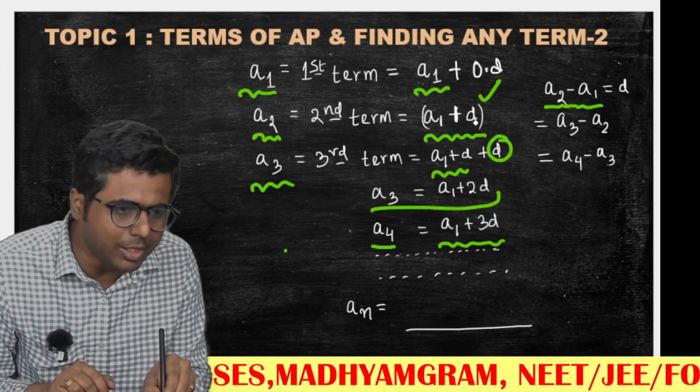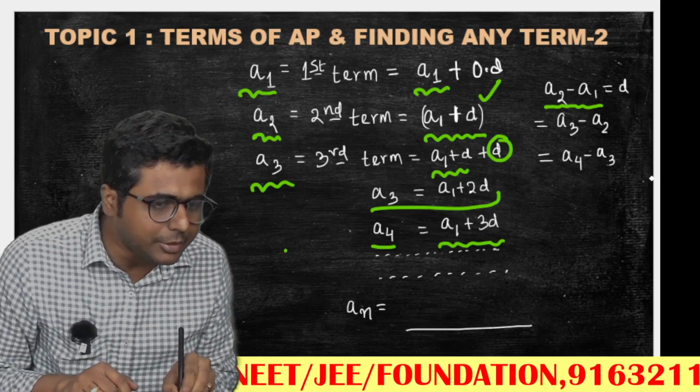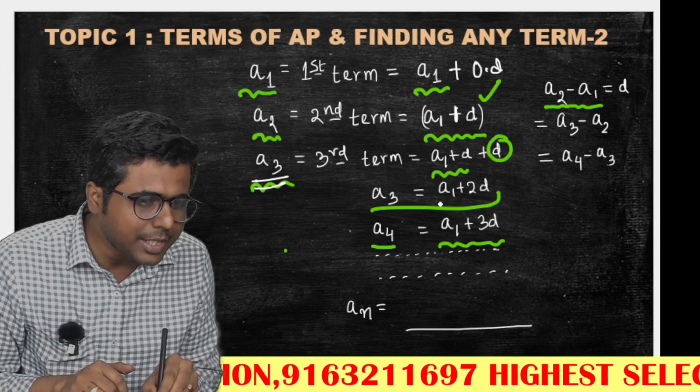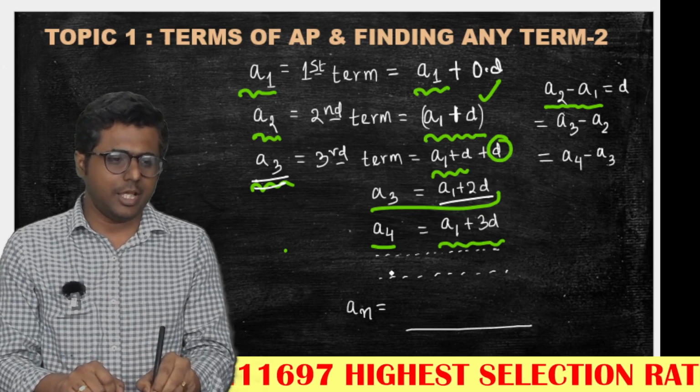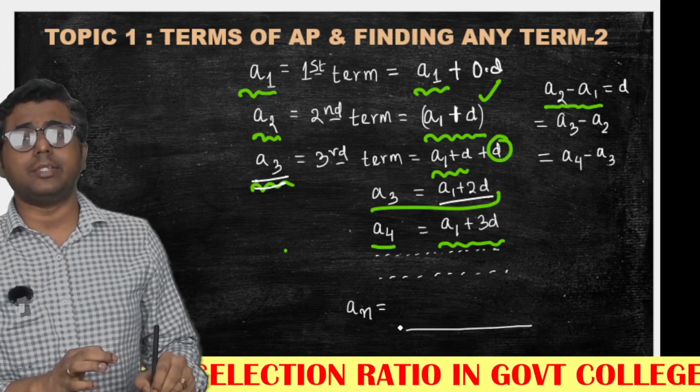A2 is A1 plus 1 into D. What is A3? A3, if you see over here, this is A3, right? A3 is A1 plus 2D. A4 is A1 plus 3D. What about AN, the nth term?